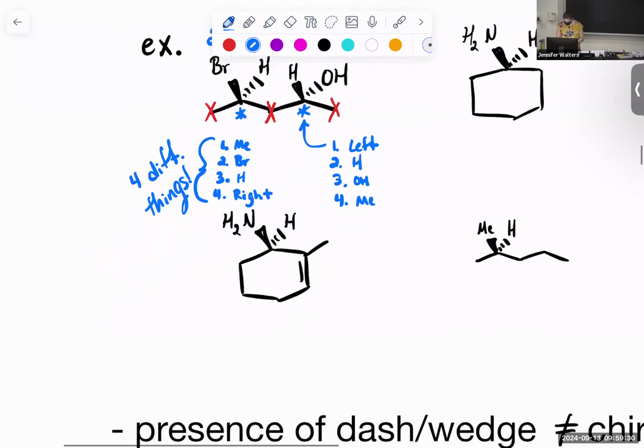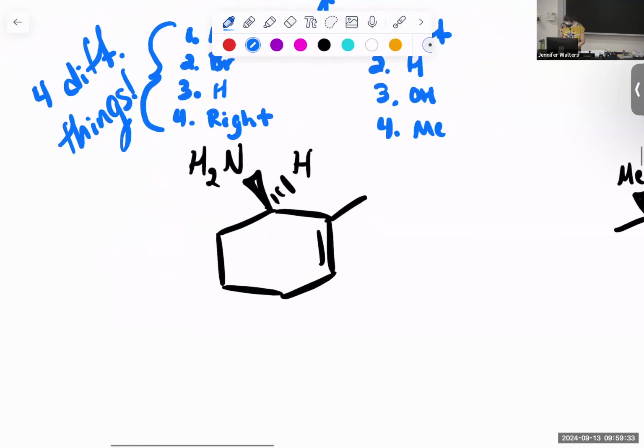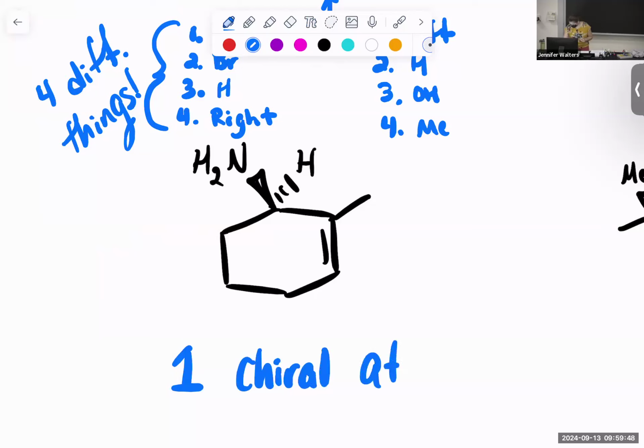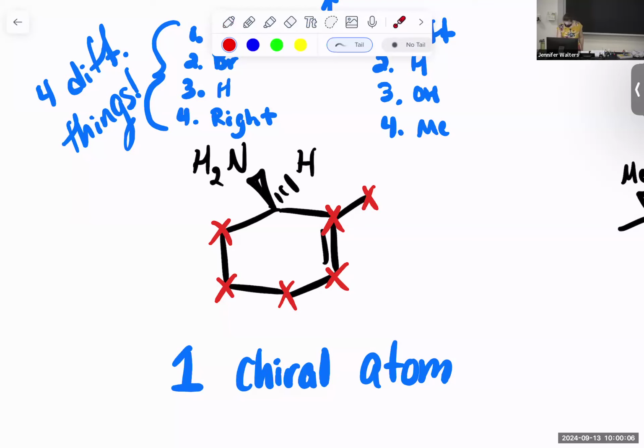All right, so for this one down here, how many chiral atoms do you have? 1. There's 1 chiral atom. So when I go through these, CH2s are no, no, no, double bond, no, because it has to be tetrahedral. It has to be sp3 hybridized, so it can't be the double bond, and it can't be that methyl. So then the only one I have to inspect is here.